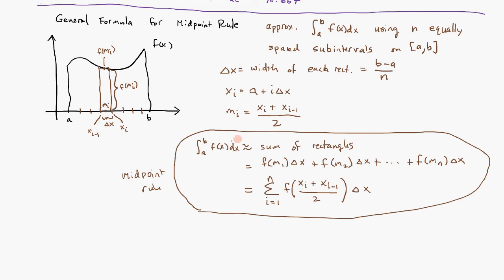Okay, so the definite integral is approximated by the sum of these rectangles. The area of each individual rectangle is the function at the midpoint times delta x. And then we do that for each rectangle. And so this can be written in shorthand notation as the sum from 1 to n of the function value at the midpoint times the width delta x.